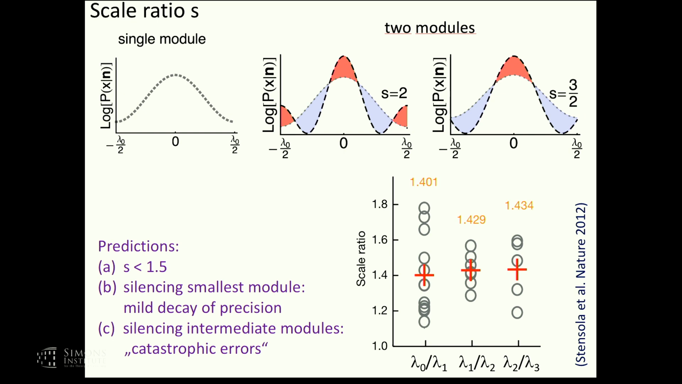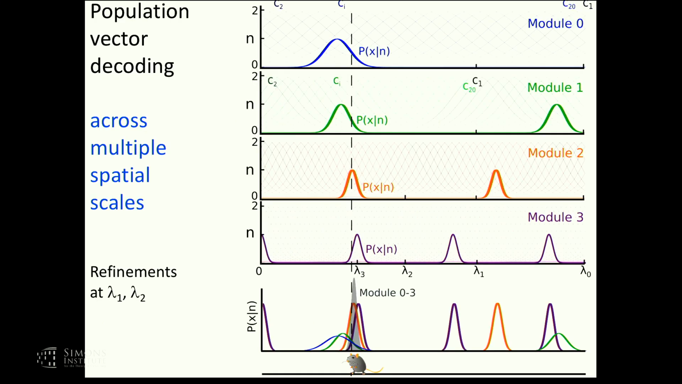So we would predict that s should be around 1.5 or smaller, and now for an experimental prediction, depending on whether you silence the smallest scale module or some intermediate module, you should get very different behavioral results. If we just silence the smallest module, then resolution decreases. If we silence some intermediate module, then the remaining scale factor, if this was 1.5 and 1.5, and we silence this module, then this scale factor would be beyond 2, which would not be a good situation. So we would expect that the animal makes different errors than if we silenced the smallest scale module.